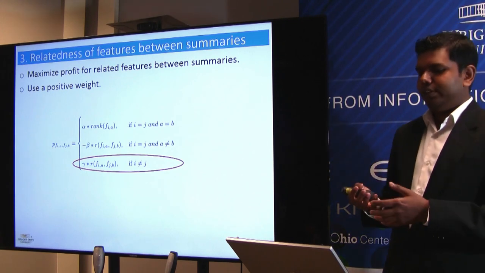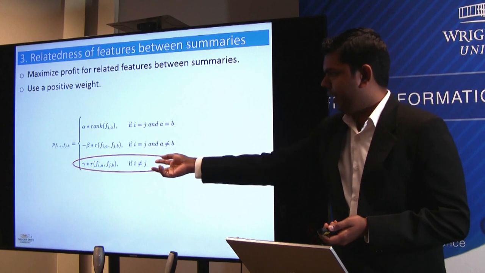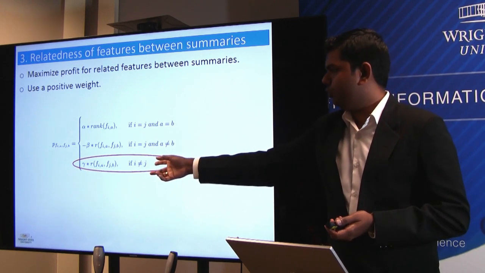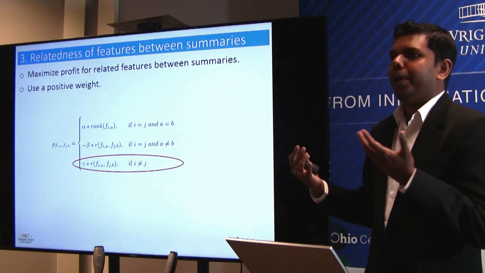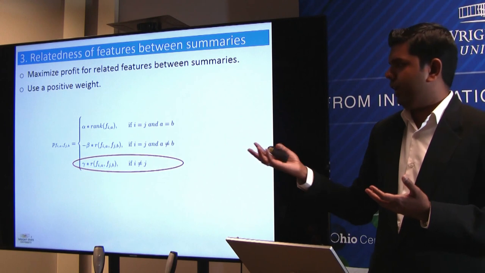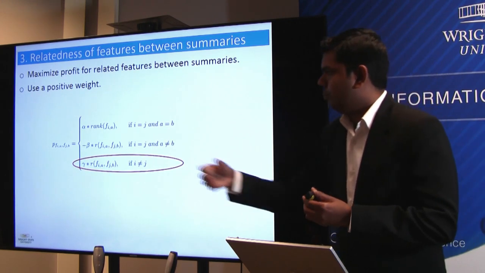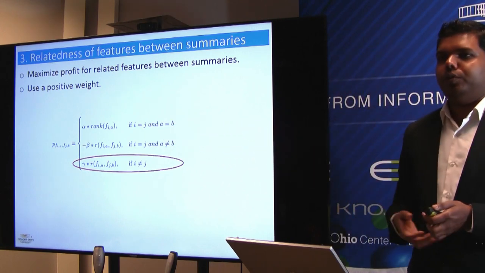And then to maximize relatedness between entity summaries, the other part, if entities are not the same, so features coming from different entities, we just want to maximize the profit if the relatedness goes high. So we have a positive coefficient, and multiplying this, the higher the relatedness, our overall profit will go higher.